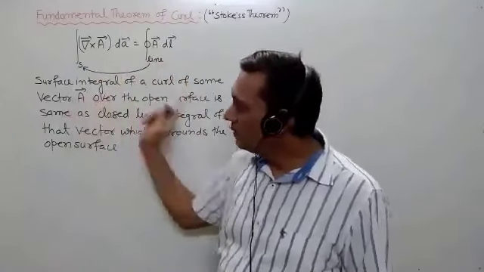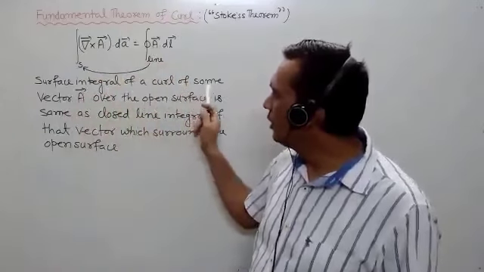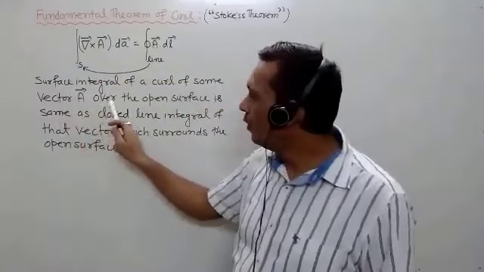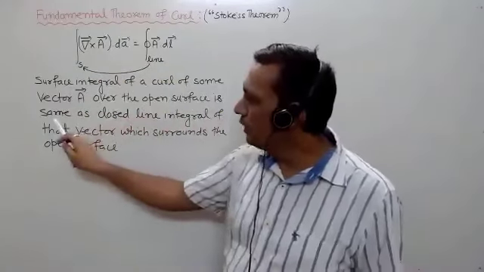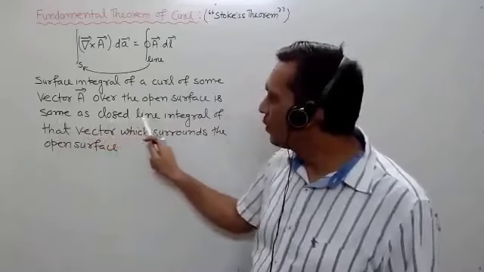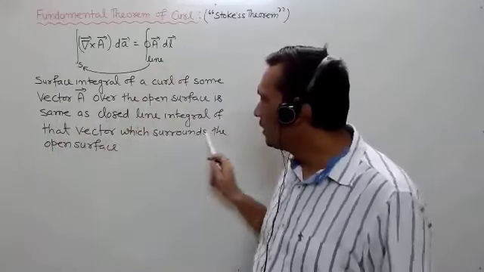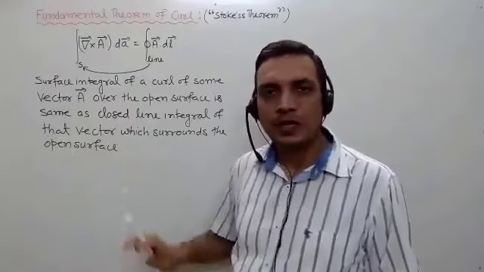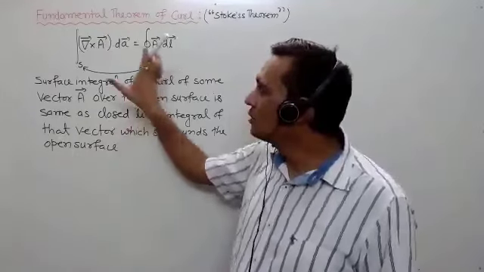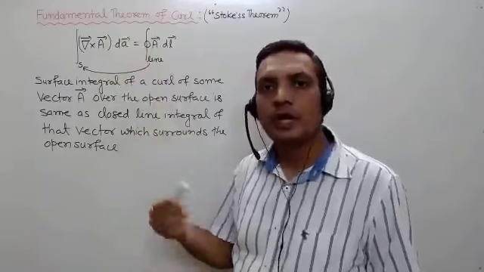So I have written that the surface integral of the curl of some vector A over the open surface is the same as the closed line integral of that vector which surrounds the open surface. So that is the statement of Stokes theorem. So we have to verify this theorem.